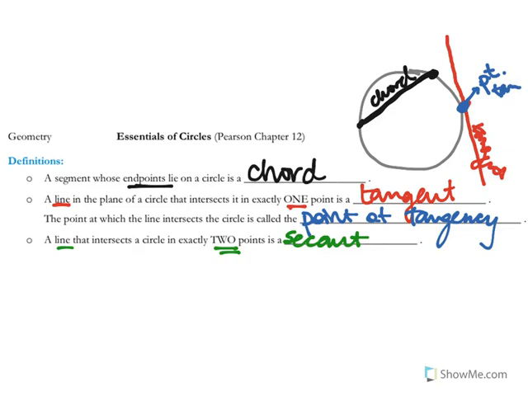And then the last one is a secant. Again, I'm going to have 2 points on the circle, but it's a line, so it goes all the way through. I'm going to have maybe a point over here and a point over here, and it's going to be the line that goes through it. And that's my secant. All right, so let's practice that.